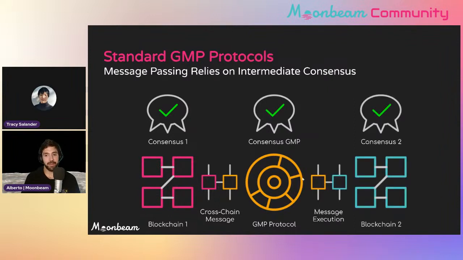And now basically, if the GMP protocol approves this message being passed from blockchain one to blockchain two, they will execute the message on blockchain two, and blockchain two's consensus will actually check if that state transition was valid, right? So think about what this means, right? You have basically three consensus mechanisms acting independently, and there's a trust between consensus one and consensus two, because you have this middle protocol with its own consensus, right? And so this is the weakest link of the chain, right?